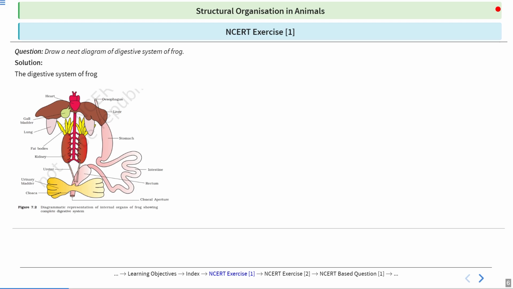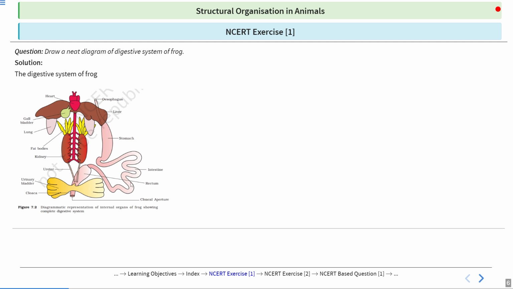The food then passes to the intestine and then to the rectum. But in the intestine, the major digestion takes place. Digestion of carbohydrate, protein, and fat all happens there, right? And then it passes to the rectum, and the rectum opens to the cloaca region.